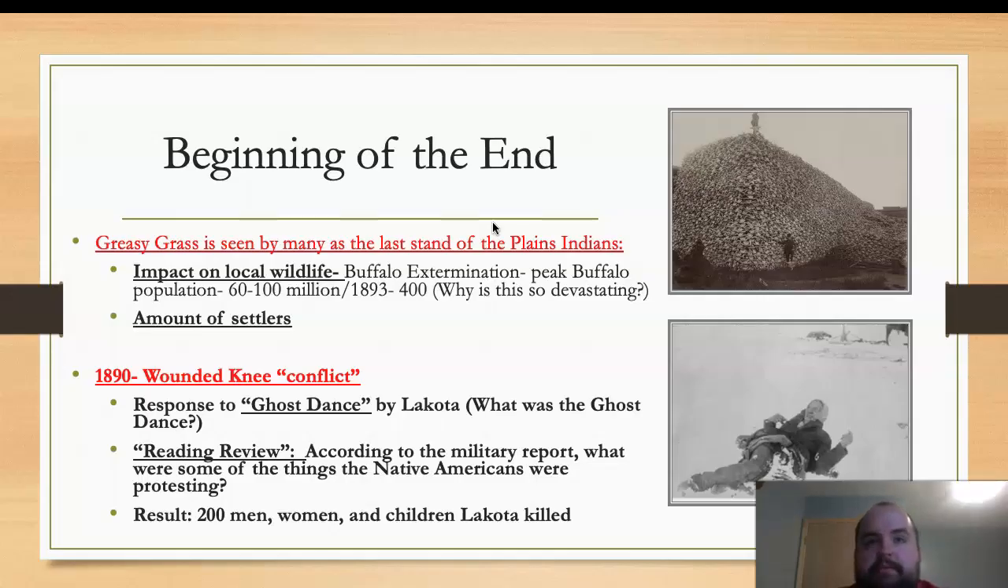Now, after this battle, this mostly led to essentially the beginning of the end of the Plains Indians' way of life. Greasy Grass is considered by most historians to be the last major stand of the Plains Indians. There was no real significant alliance or significant battle after that. There are a couple of major reasons for this beyond the defeats. First, and arguably most importantly, is the impact on local wildlife.